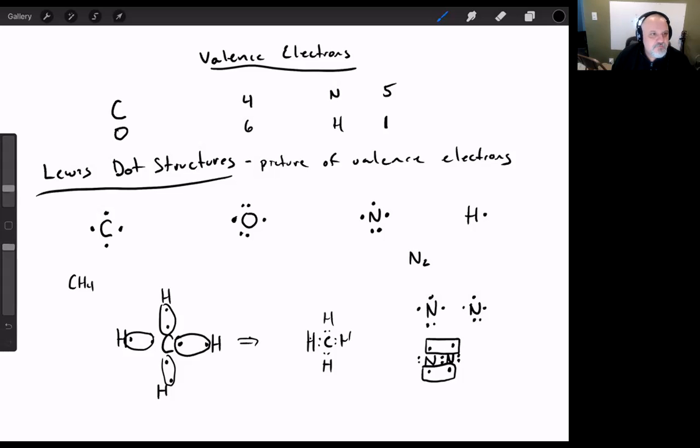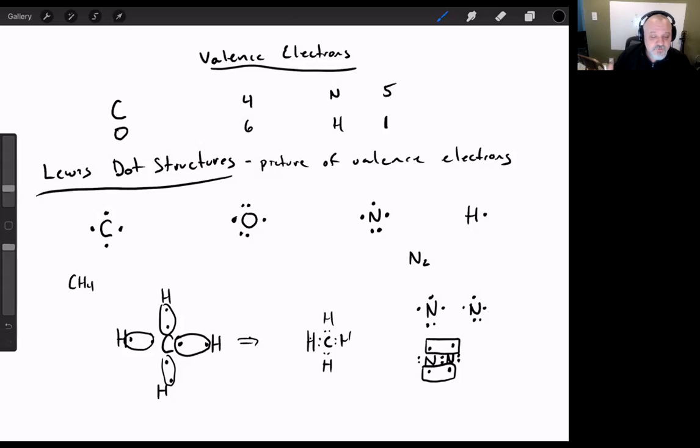That's certainly, you could say that, and you'll see that that's not a bad idea. But at the end of the day, Lewis dot structures aren't obvious when it comes to making molecules.